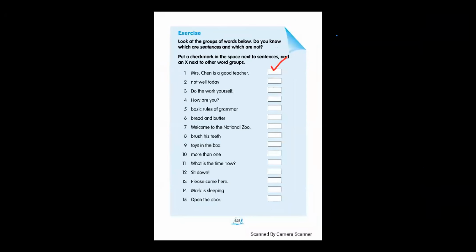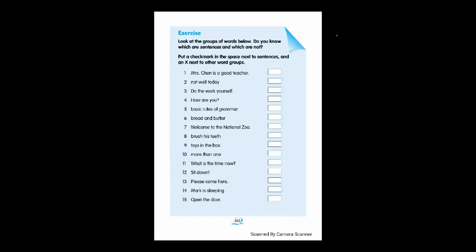Mrs. Chen. Not well today, wrong. Do the work yourself. How are you? Basic rules of grammar, bread and butter. Welcome to the zoo. Brush his teeth. Toys in the box. Not complete. What is the time now? It's a complete sentence. Check mark. Sit down. Check mark. Please come here. Check mark. Mark is sleeping. Check mark. And open the door. Check mark. So have you understood this exercise? Yes? All right.